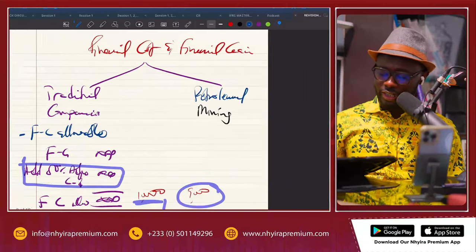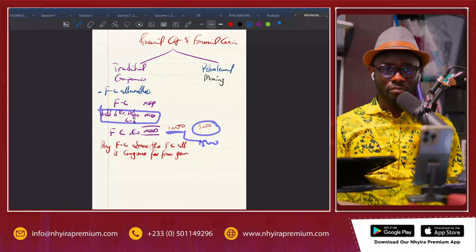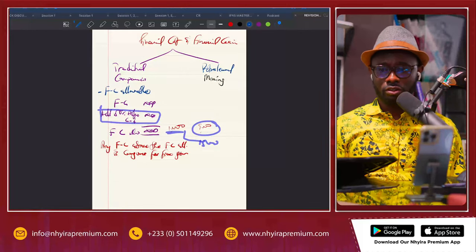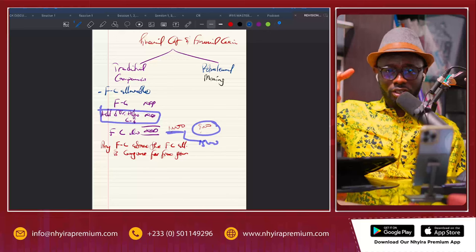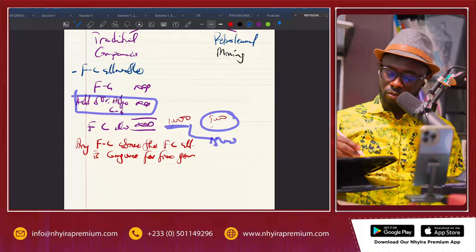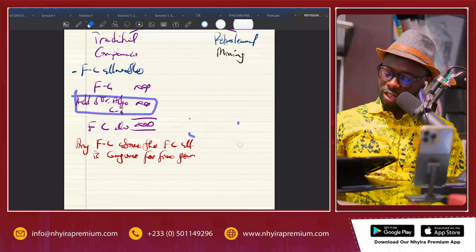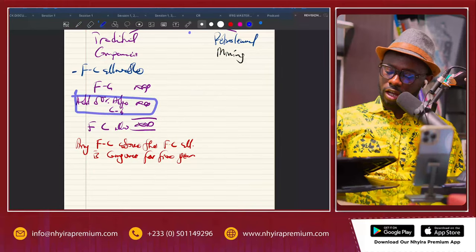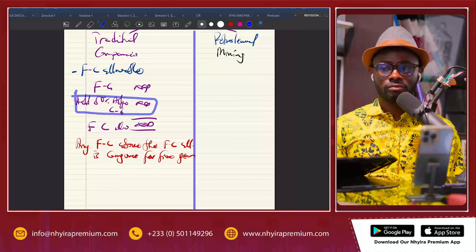That's it. So that is the default method for traditional companies, the way we deal with financial cost and financial gain. Any questions, you can raise your hand, I'll bring you up, or you can put it in the chat for me as well on that one. So that is financial cost and financial gain for traditional companies.